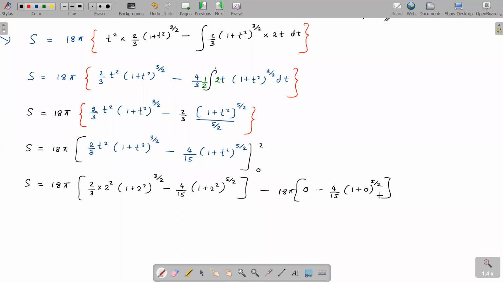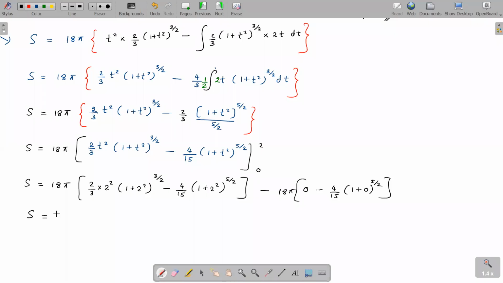Now it's a matter of simplifying. Simplify, get me the answer for each bracket. We get here 18 pi times 2 over 3 into 2 square, that is 4 times 2, 8 over 3 into 5 to the power 3 over 2, right? 4 over 15 into 5 to the power 5 over 2. Is this okay? Minus 18 pi into minus 4 over 15. 1 to the power 5 over 2 is 1.